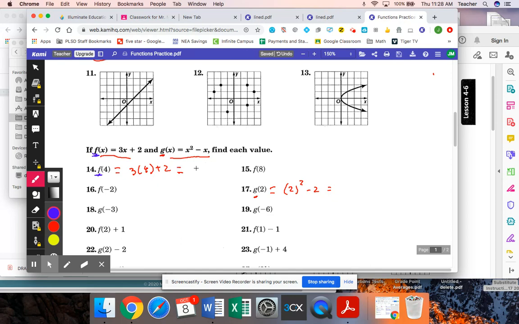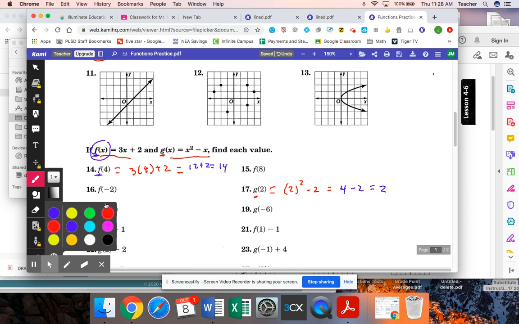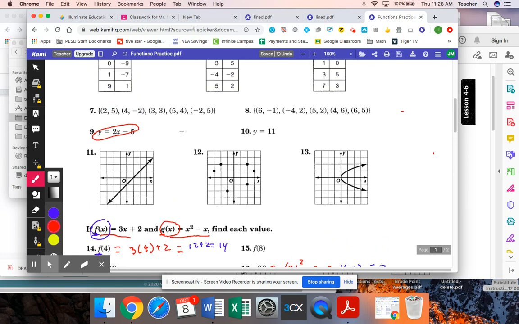All right, I can simplify this. This is going to give me 12 plus 2, or 14. I can simplify this. This is going to give me 4 minus 2, or 2. Same ideas, but I have two different functions. One is f of x, and one is g of x. That is evaluating functions.